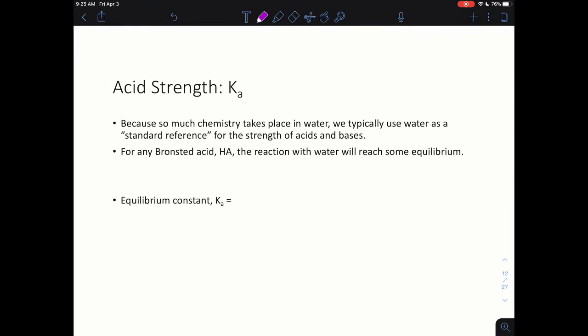So because so much chemistry takes place in water, we typically use water as a standard reference for the strength of acids and bases. Now, for any Bronsted acid HA, if you put it in water, water can act as a base and accept some of the proton from that acid, and that makes A- and hydronium ion.